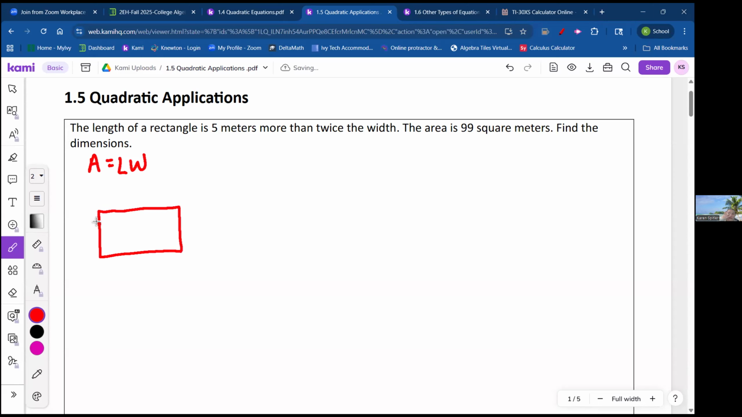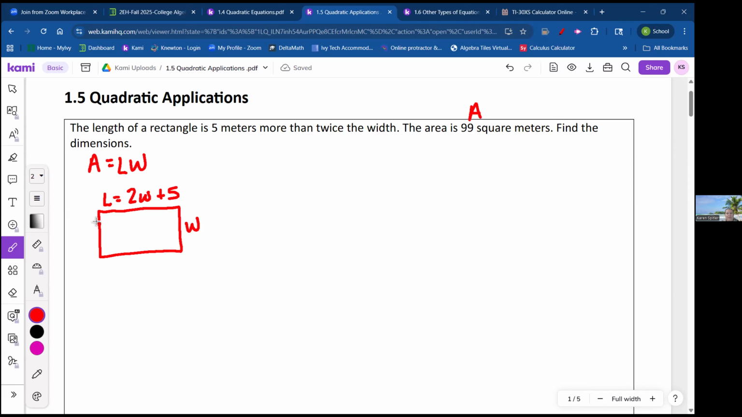ta-da. The length of the rectangle is 5 meters more than, and "more than" means add, twice the width. So 5 meters more than twice the width. And the width is just the width. But we do know that the area is 99 square meters.